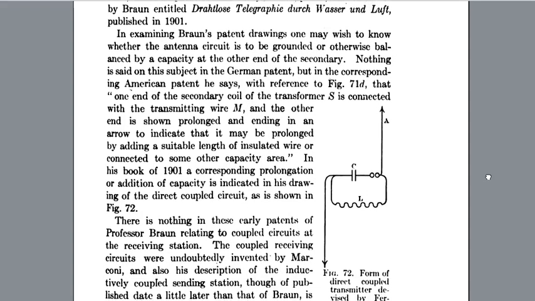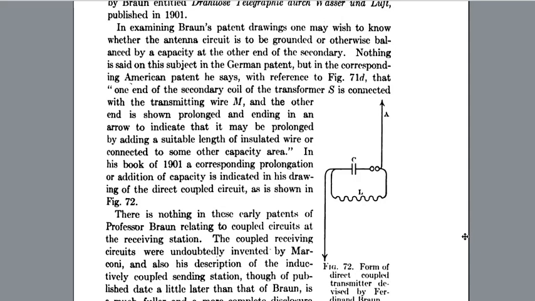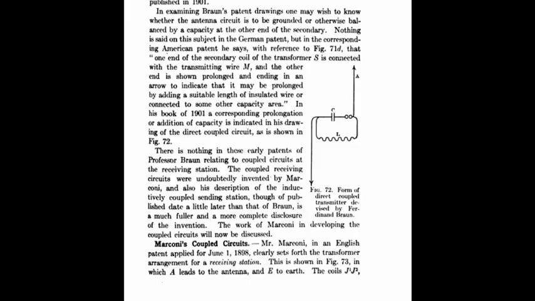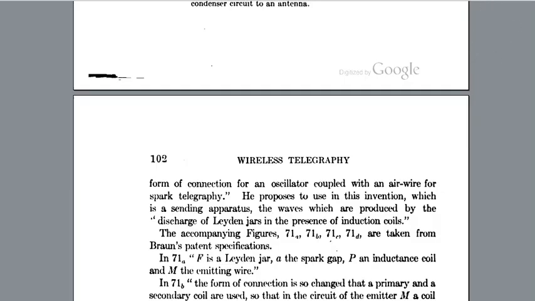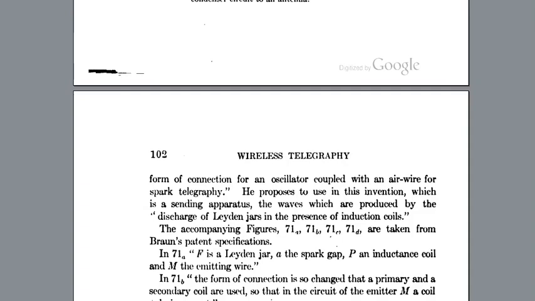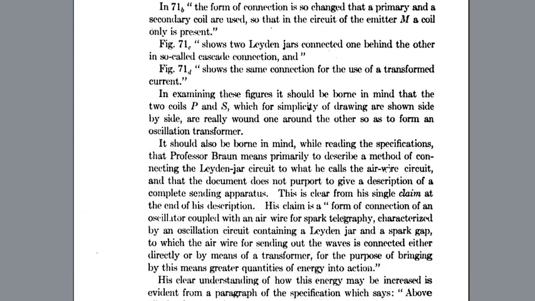In examining Braun's patent drawings, one may wish to know whether the antenna circuit is to be grounded or otherwise balanced by a capacity at the other end of the secondary. Nothing is said on this subject in the German patent, but in the corresponding American patent he says, with reference to figure 71D, that one end of the secondary coil of the transformer S is connected with the transmitting wire M, and the other end is shown prolonged and ending in an arrow to indicate that it may be prolonged by adding a suitable length of insulated wire or connected to some other capacity area.